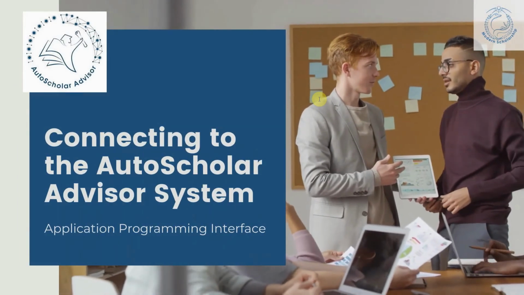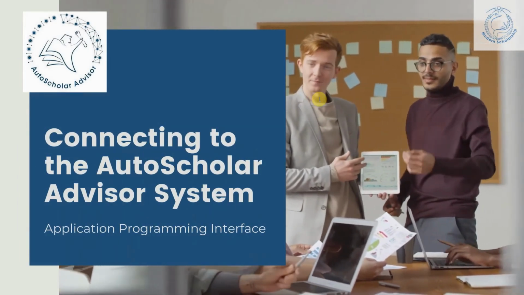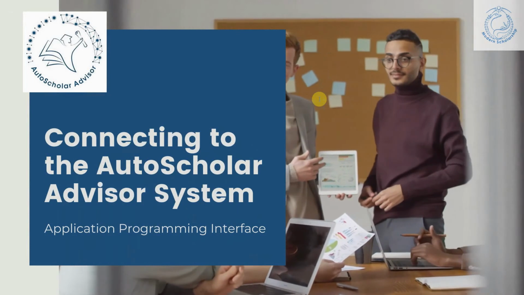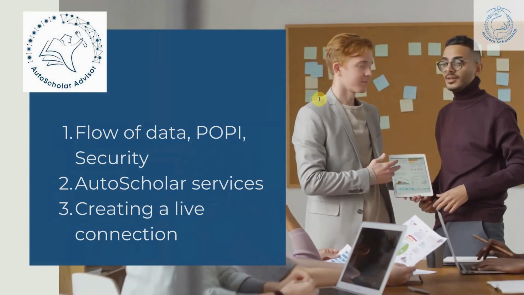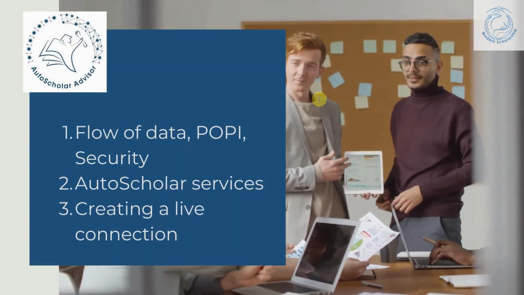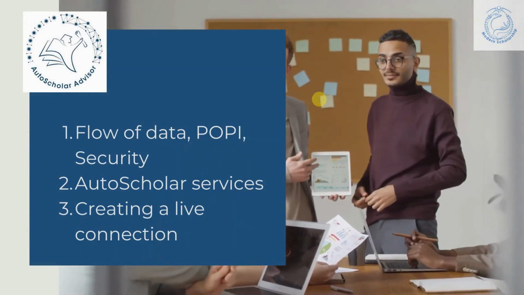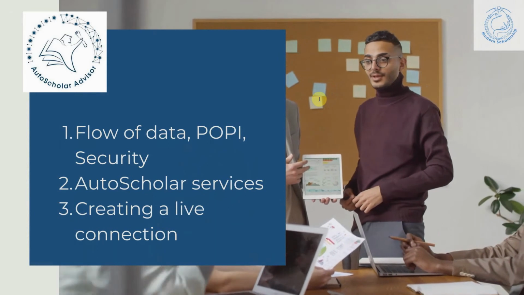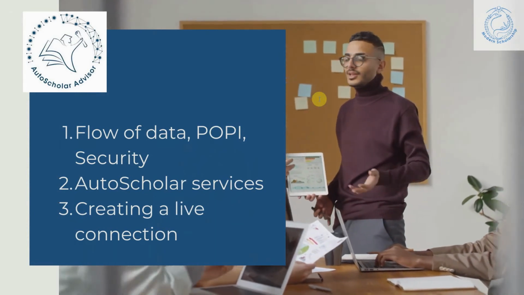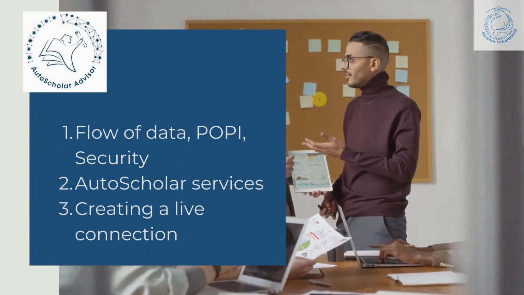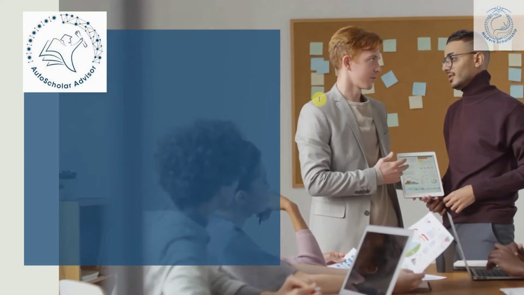In this video, we'll outline the approach to connecting the AutoScholar advisor system with an academic institution's data while still being secure and compliant with the protection of personal information. We'll look at the types of data moving through the system, both from the institution and the AutoScholar, and understand better how the AutoScholar service works. We also show how the process of creating the connection can be eased and simplified and set up in a relatively short period of time.